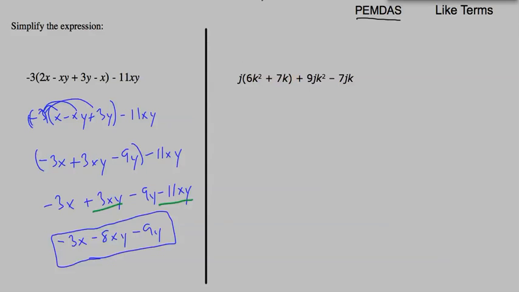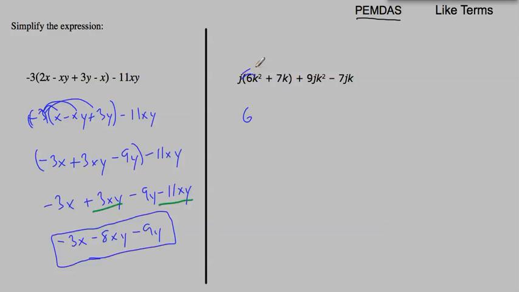Now let's look over here at our next problem. I'm going to distribute my j in. So first I have parentheses. I can't combine anything in this parentheses though. So I move on to exponents. I do have exponents, but there's nothing I can do to simplify k squared. It's as simple as it gets. So I go ahead and distribute my j in.